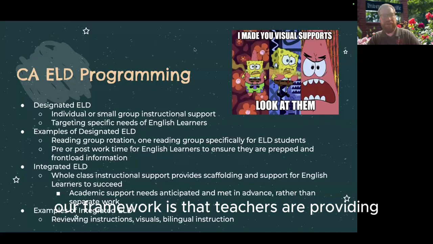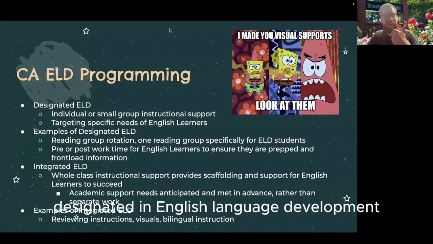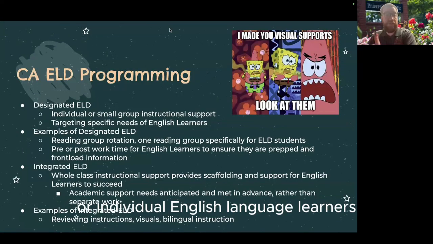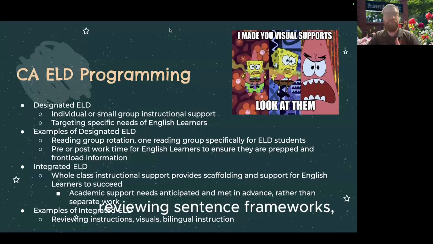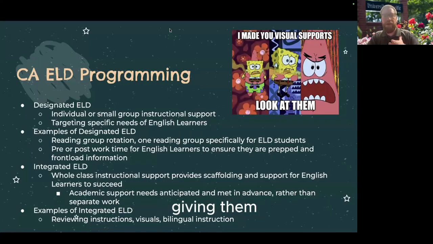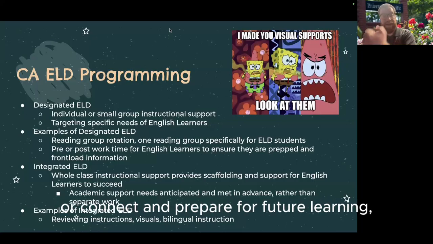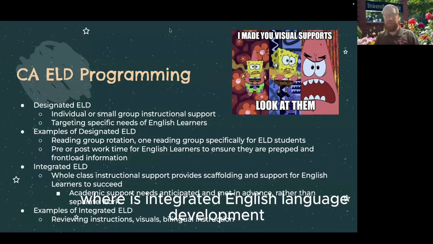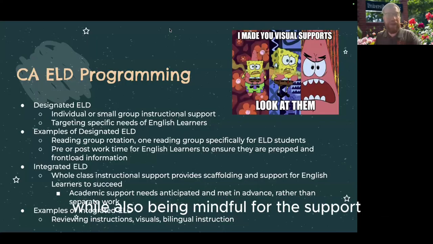But currently, our framework is that teachers are providing designated and integrated English language development. Designated English language development is when teachers work with small groups or individual English language learners, targeting their specific needs, such as priming vocabulary, reviewing sentence frameworks, and giving them the information that they need to either review previous learning or connect and prepare for future learning, so that when it's whole class instruction time, they have that information.